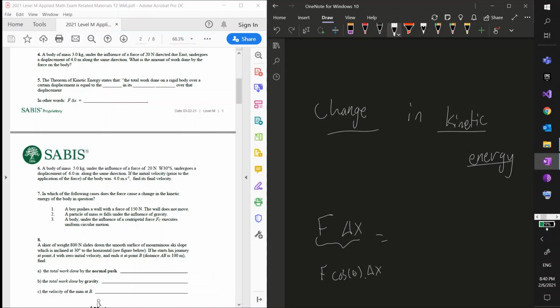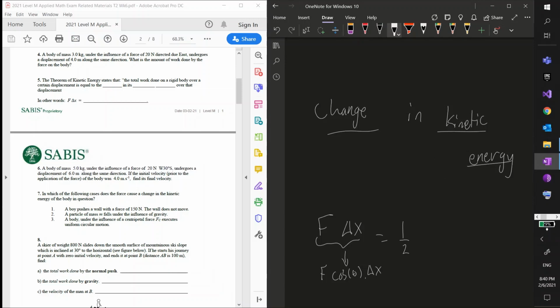This is called the dot product. You don't need to worry about it, okay? If you have two vectors, F dot V, this is the same thing as saying F multiplied by V multiplied by cosine theta, because your force is a vector and your displacement is a vector. Anyway, you don't have to worry about this. F multiplied by delta x is the same thing as saying F cosine theta delta x. It's equal to the change in kinetic energy.